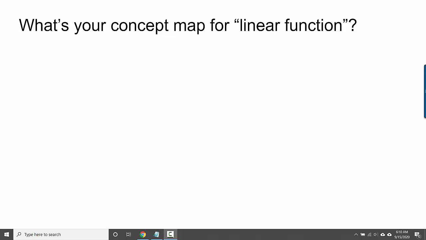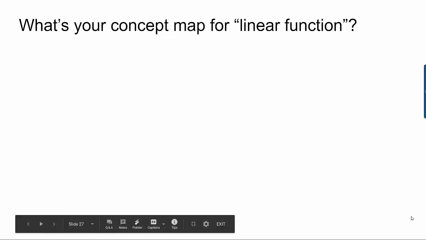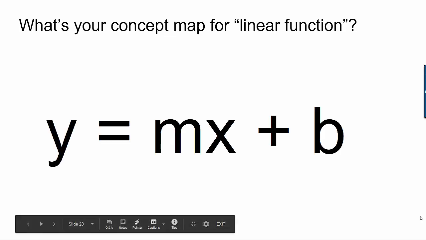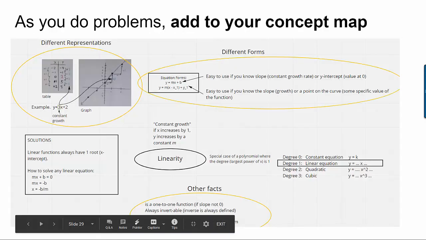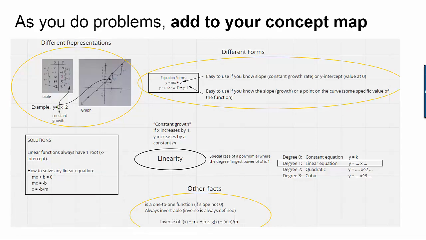If I ask you what you think about when you think about a linear function, probably you think y equals mx plus b. That's my guess. Or maybe you also think, oh, it's a line. It's a graph that has a line. A concept map is an organized summary of all of the information that you know about a subject, where all of the connections are clear between the different ideas.